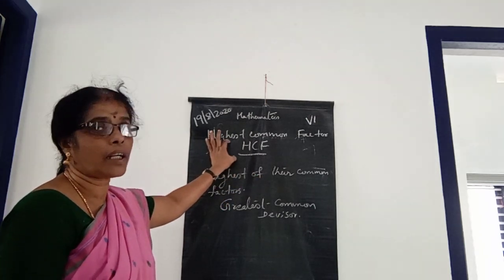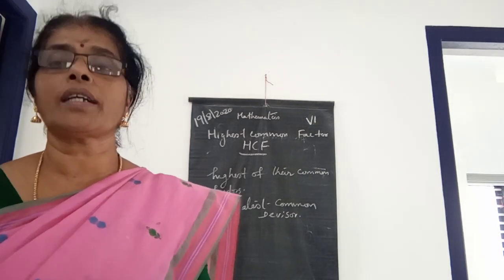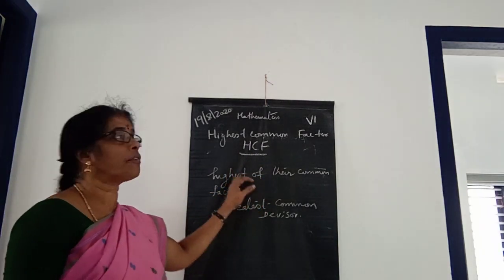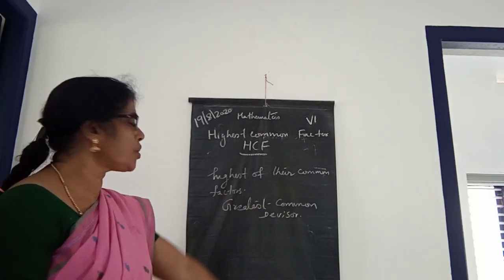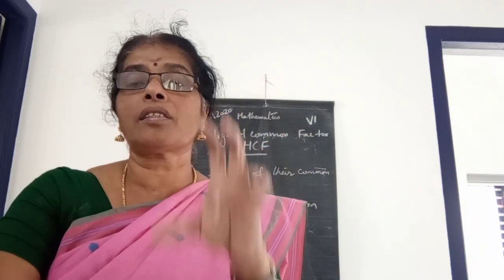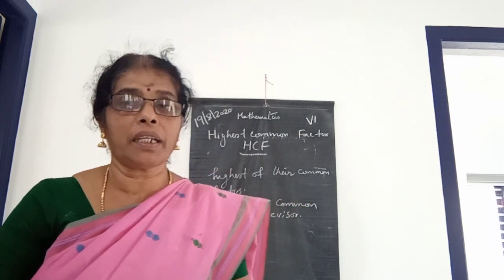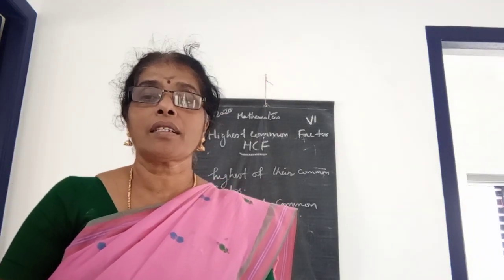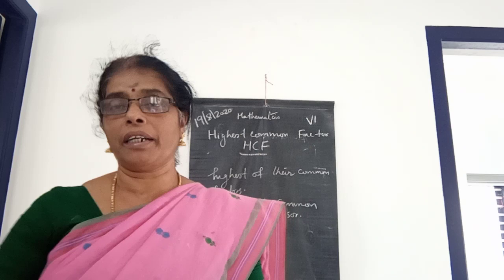And this HCF or highest common factor is also known as greatest common divisor. HCF means finding out the highest common factor of two or more given numbers, that is the highest of their common factors. Which one is the highest of their common factors? That is the HCF of those numbers. We can find that out, children.